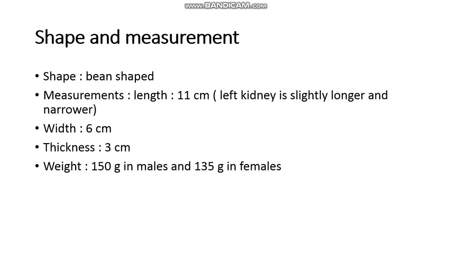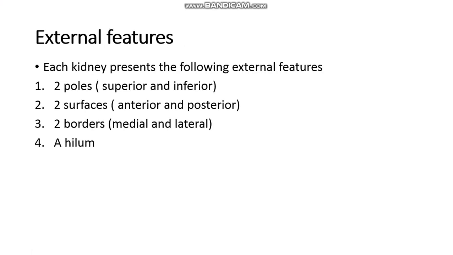Then regarding shape and measurement of the kidney, the shape is, as we have already discussed, bean shape. Then measurement: length is 11 cm and width is 6 cm, but the left kidney is slightly longer and narrower than the right kidney. Its thickness is 3 cm for each kidney, but the weight of the kidney in males and females is different. In males it is about 150 grams, but in females each kidney weighs 135 grams.